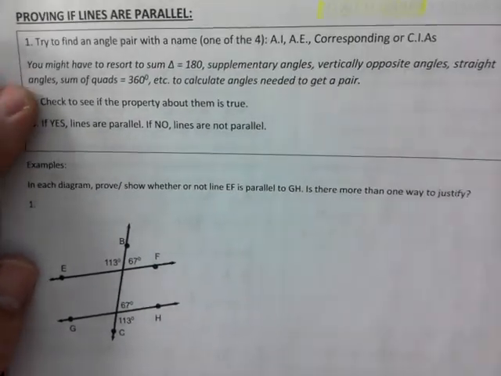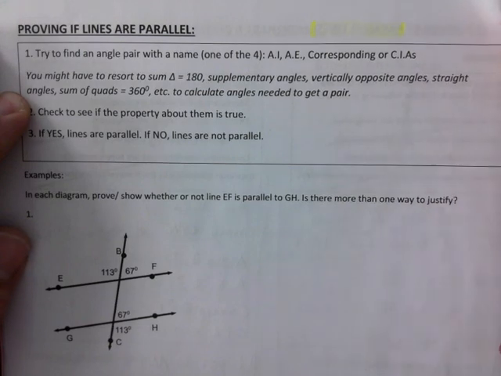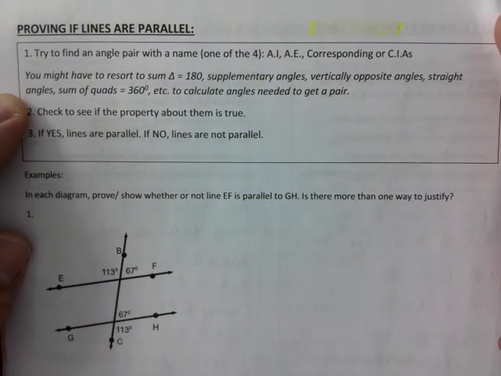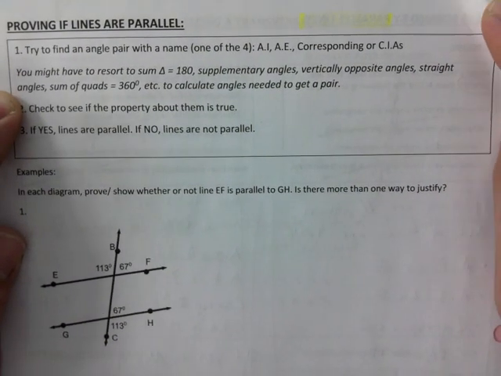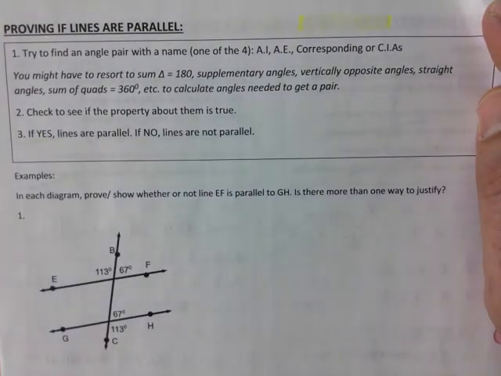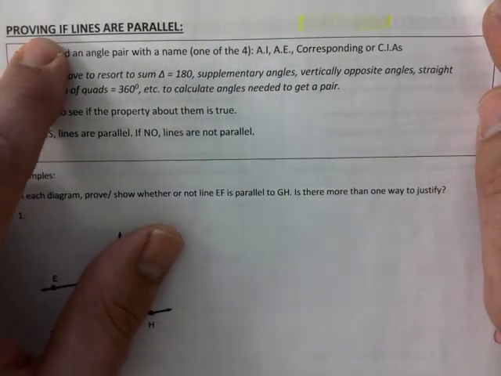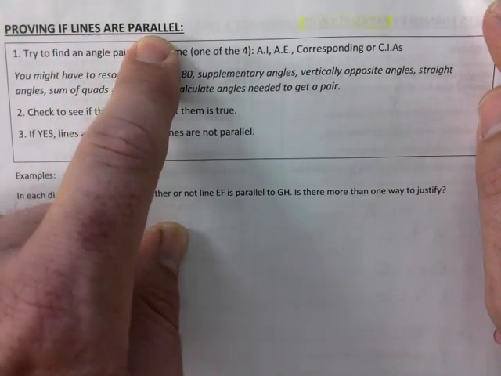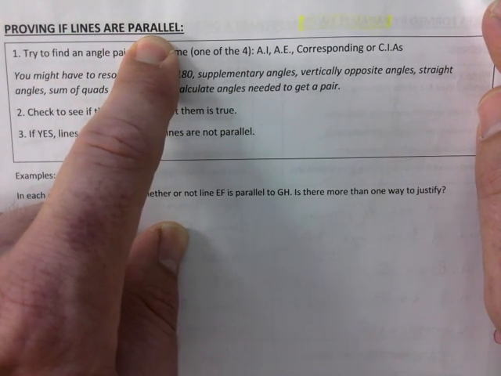Okay, so page 7 here. I'm not going to do all of them. I'm going to do a few, and then the rest I'm going to assume you will try for homework. So I'm going to skip through various pages here. First off, proving if lines are parallel. We don't know if they are parallel.